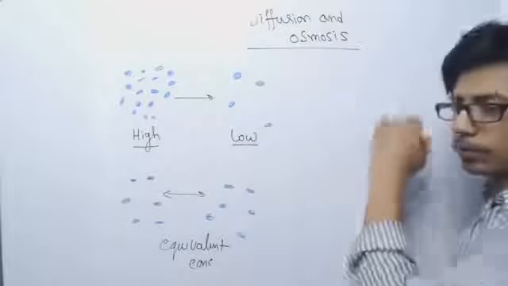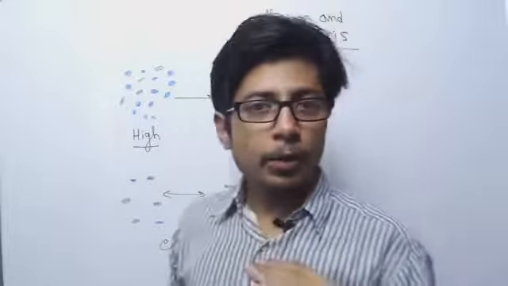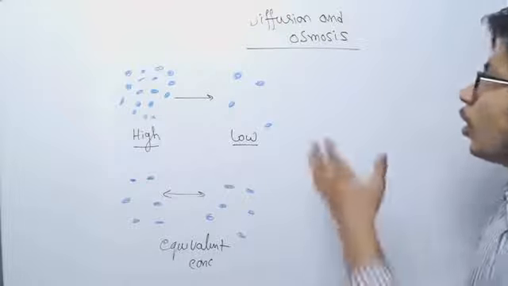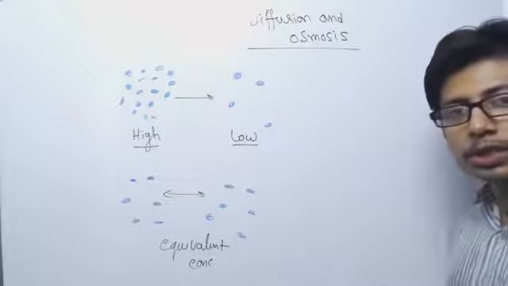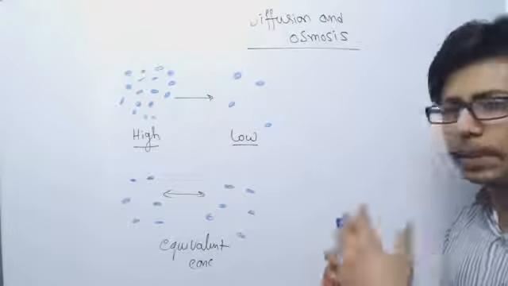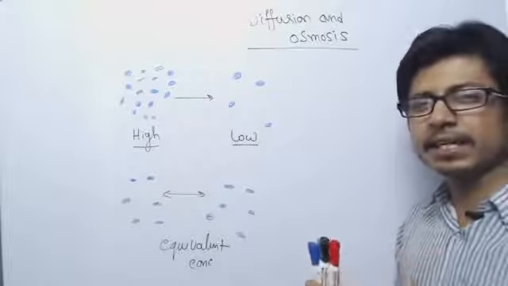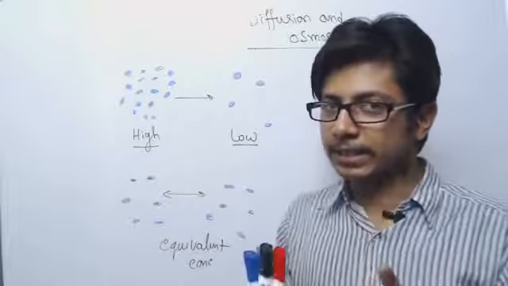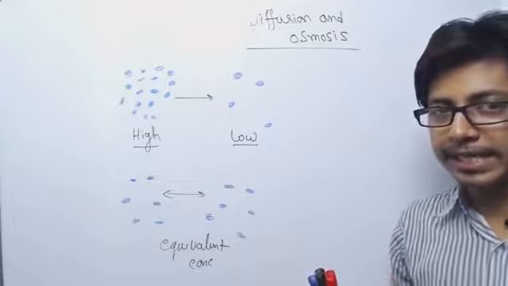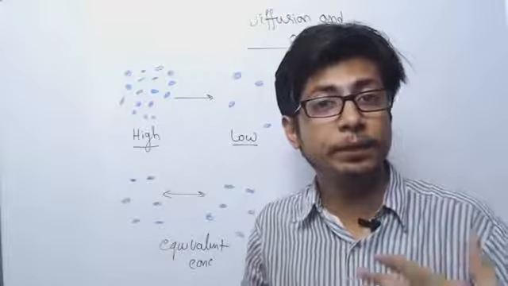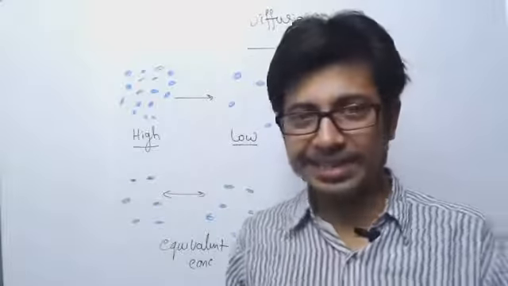Now let's talk about osmosis. Osmosis also follows a similar rule like diffusion, but this case is a little bit special, and the thing that makes the case special is a semi-permeable membrane, or a selectively permeable membrane. Now what does that mean?